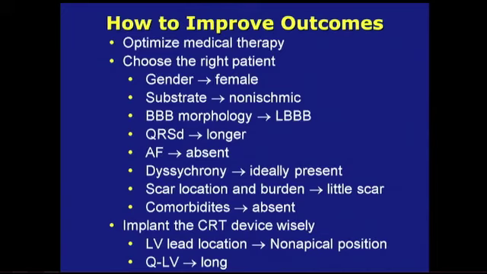And then when they do have a device, and when you're putting it in, choose the LV location wisely, choose a non-apical location, and if you think about doing it and are so inclined, measuring the QLV is an easy thing to do. Thank you very much.